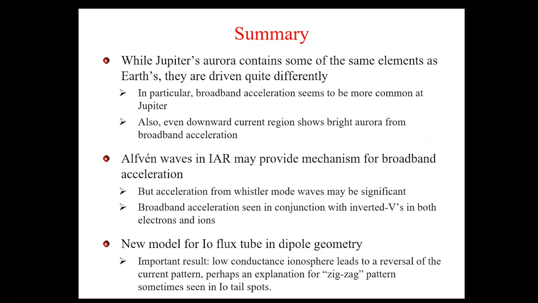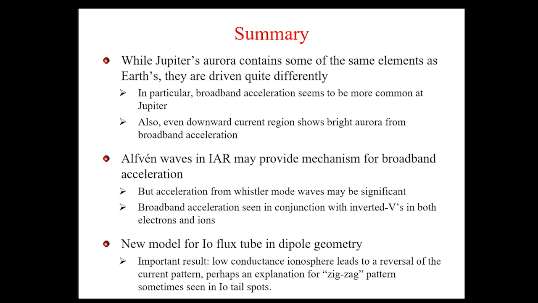So that's what I basically have to say. Again, Jupiter's aurora has a lot of the same elements that we're familiar with from Earth. As we all know, broadband acceleration seems to be more common. Of course, one of the big differences is that at Earth, the downward current region is largely dark, sometimes rather dramatically called the black aurora. But because of the broadband acceleration, we still see aurora in the downward current region.